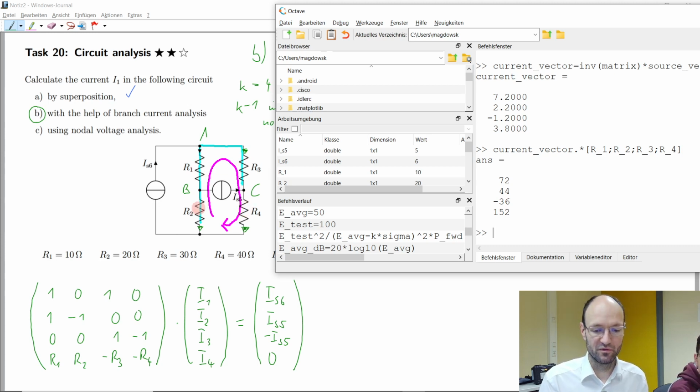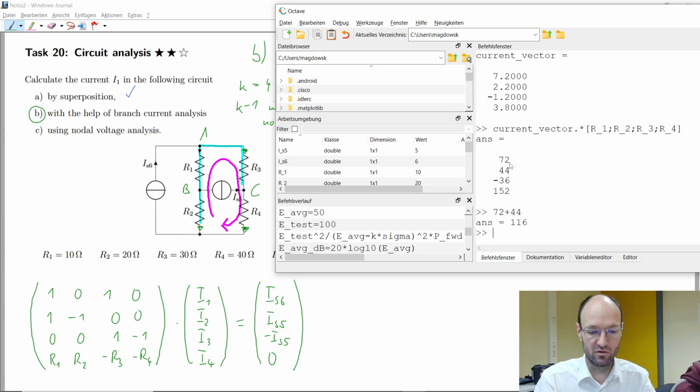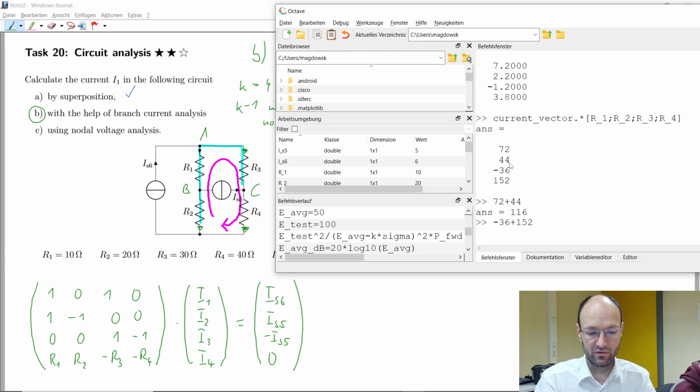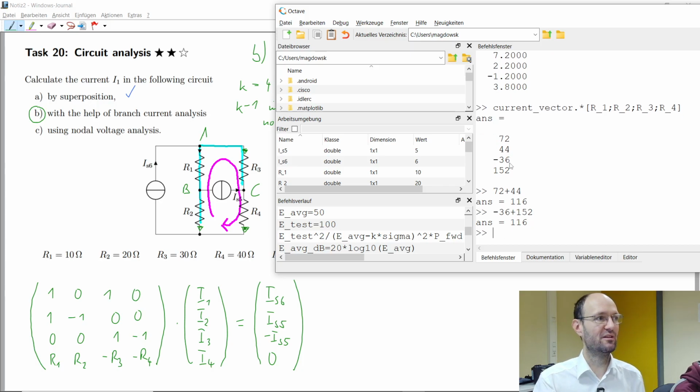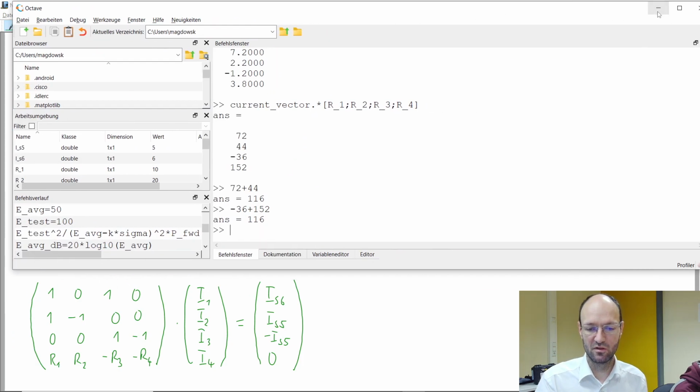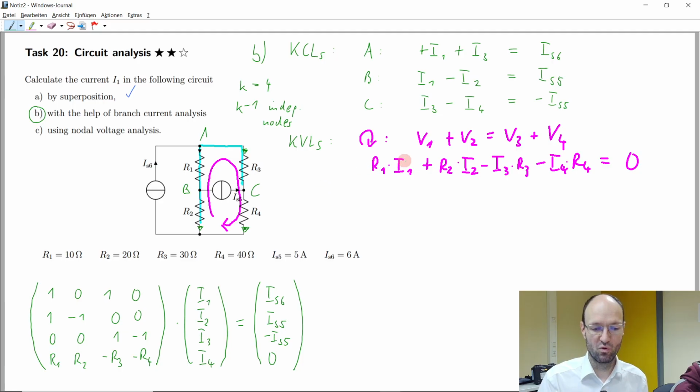So the sum of the first two, I will just do it by numbers. 72 plus 44 gives us something. And on the other side, minus 33 plus 150 and 2 also gives us, luckily, the same. And this is just what we had written down before. I've now just checked this calculation here. So this perfectly works fine.